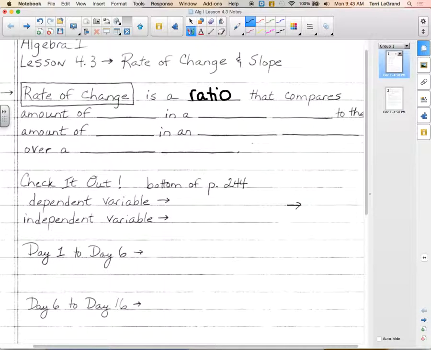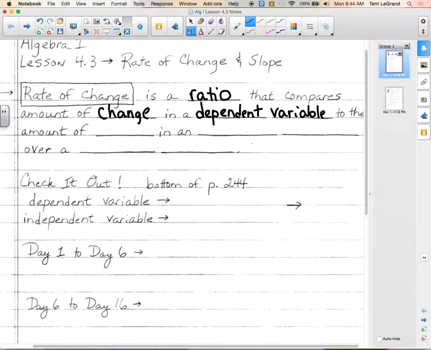So in our rate of change, this ratio is going to compare the amount of change. How much change is there in a dependent variable? And we have talked about dependent variables. Dependent variable being which one? Is it the x value or the y? Y. The dependent variable is the y. It's what our function rule is set equal to. It is dependent upon what happens in the function rule, where the x is located. So our dependent variable we typically call the y value.